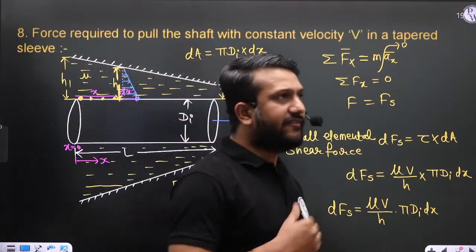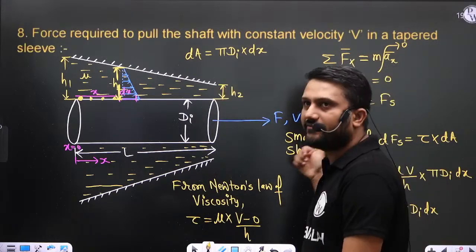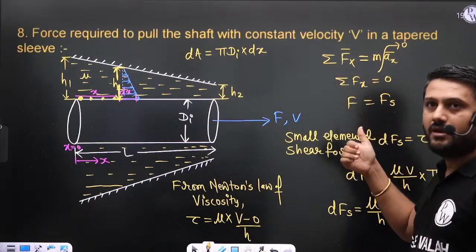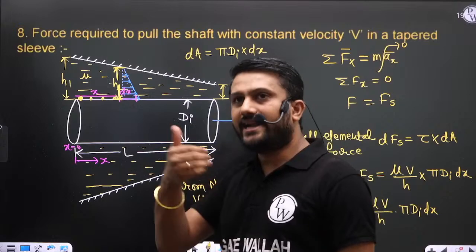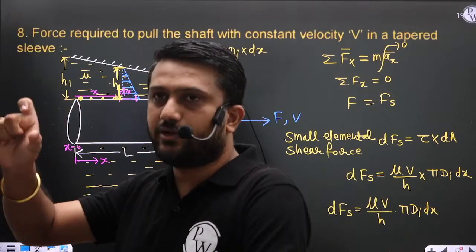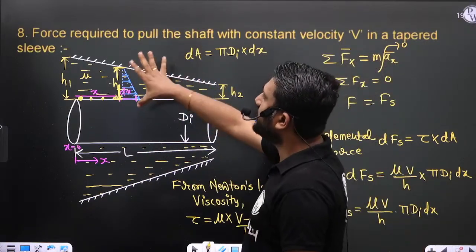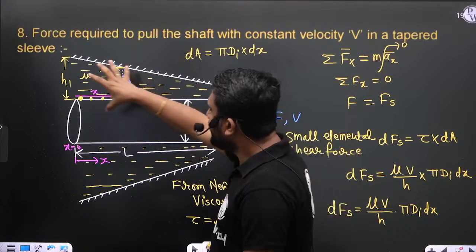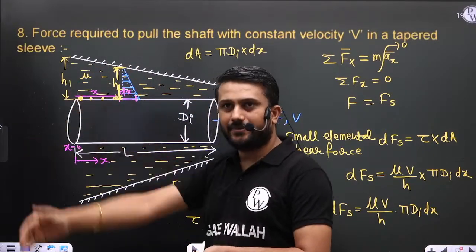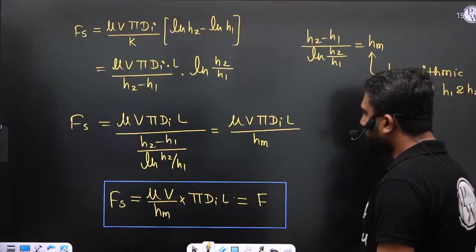Okay, so whenever you get a problem related to a tapered shaft, or a tapered sleeve, where the H variation with respect to X is linear, whenever you get such a problem where the sleeve is tapered and H varies linearly with respect to X, you can directly remember this.